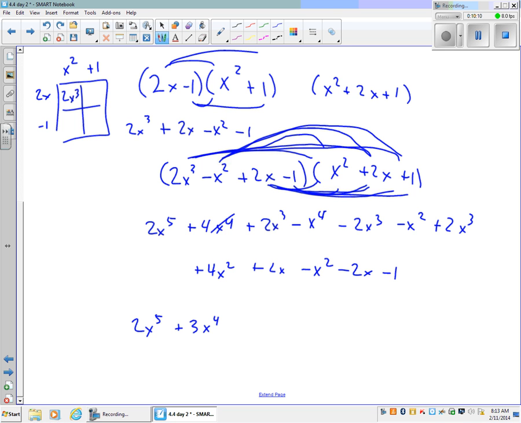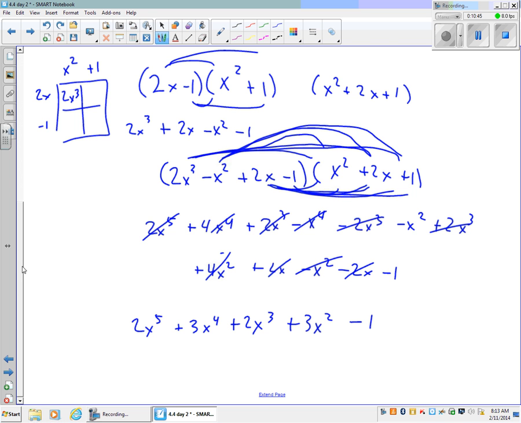So I'm going to cross these out here. Let's see, 2x to the third minus 2x to the third, those two cancel each other out. We have another 2x to the third here to get plus 2x to the third. And then 4x squared minus 4x squared is 3x squared. And then we have 2x minus 2x, which is 0, and then minus 1.